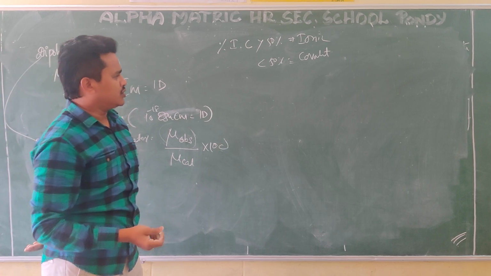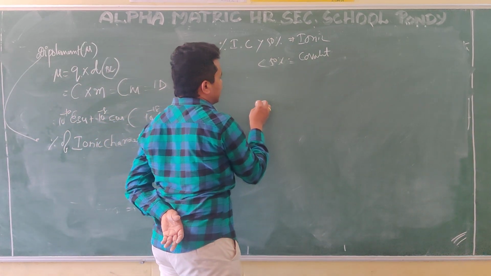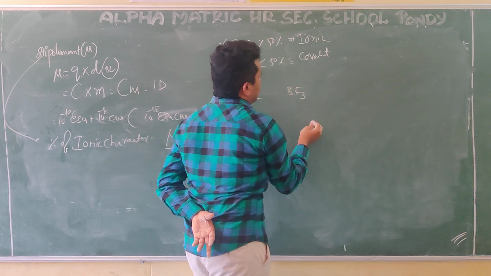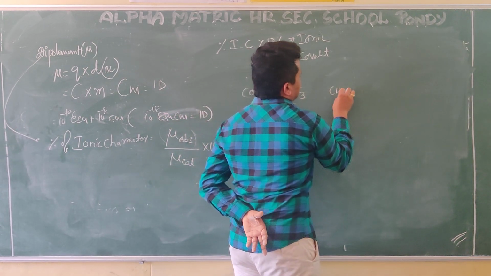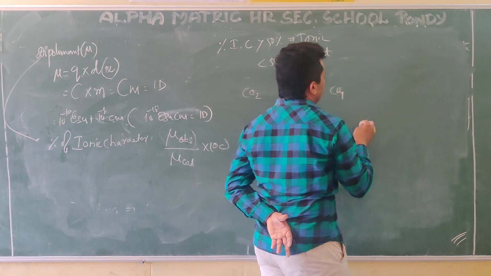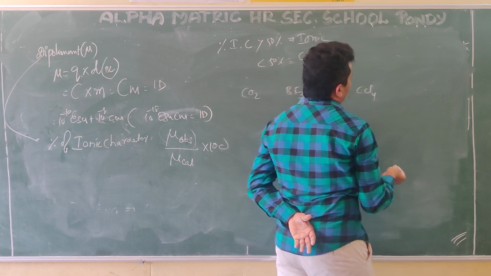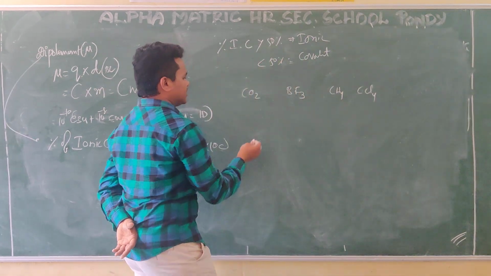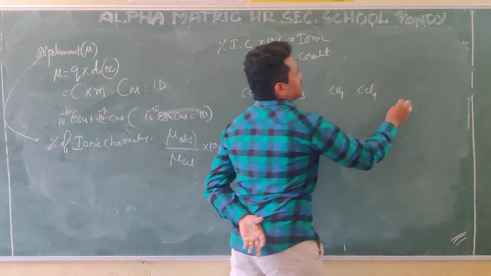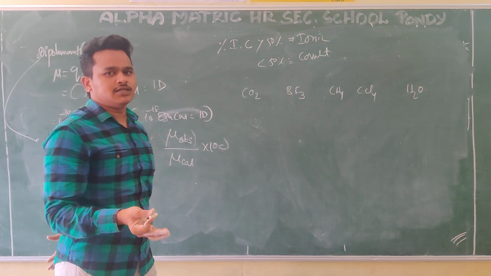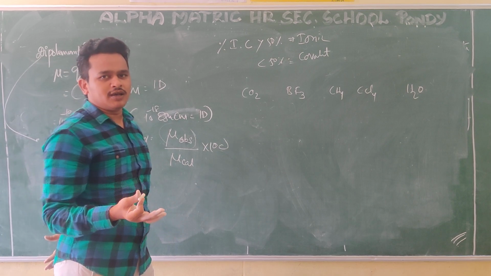For a few molecules, what are the molecules we are going to study here? For CO2, for BF3, for CH4, for CCl4, and water, for dipole moment. Polar and non-polar: dipole moment is 0 means non-polar, not equal to 0 means polar.